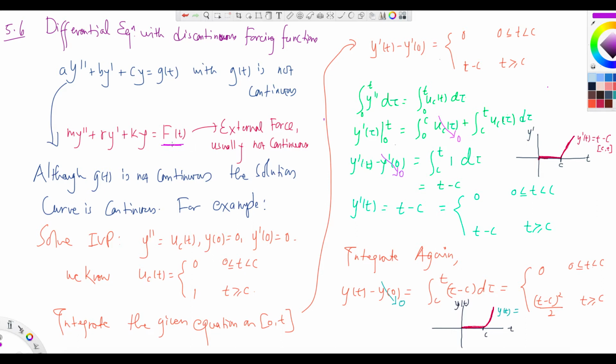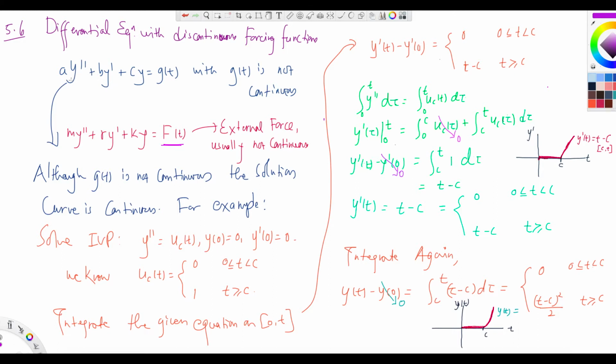So for example, in the spring mass system, you can hit the mass with a hammer for a quick moment, or you can keep pulling it down for some time, and then you leave it, right? So those kinds of external force are discontinuous. That is the kind of concept that we are going to cover here.